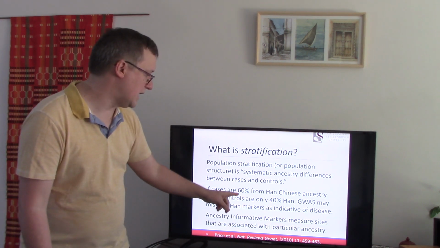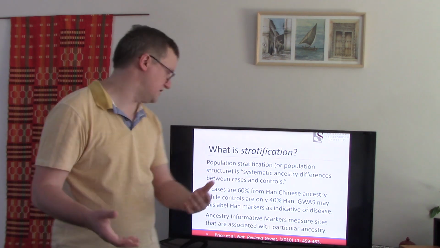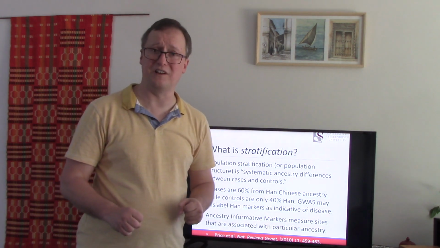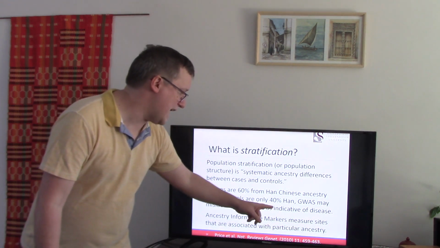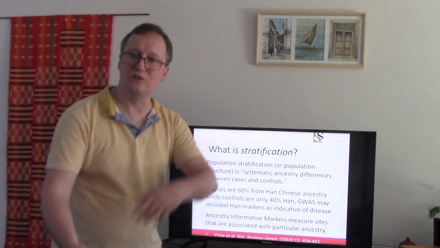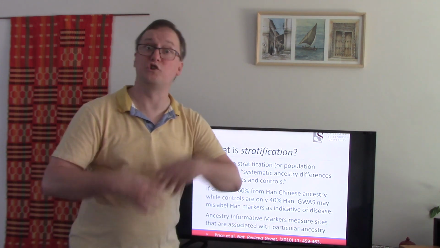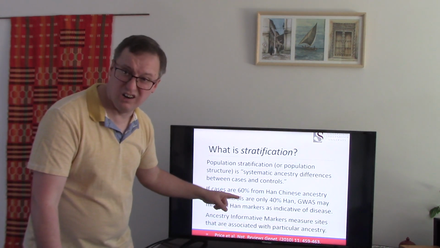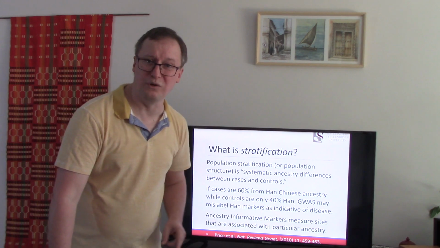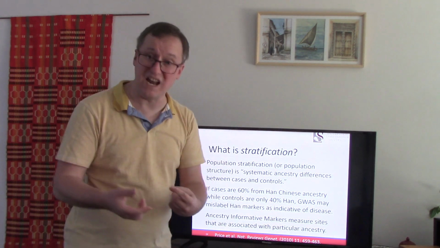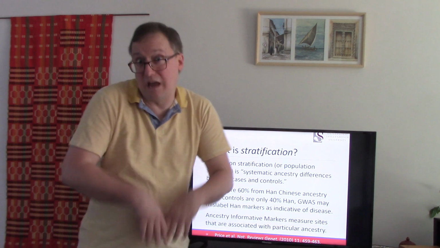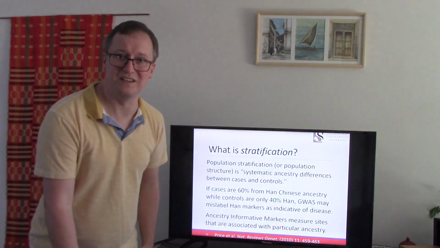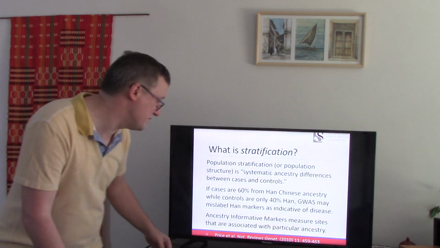You see that? My cases were 60% Han Chinese, my controls were 40% Han Chinese. In effect, this is saying that the genetic markers associated with being Han Chinese are 50% higher in the cases than they are in the controls. The software could make the mistake that having the markers of being in the Chinese population is associated with disease. Big problem, very big problem.